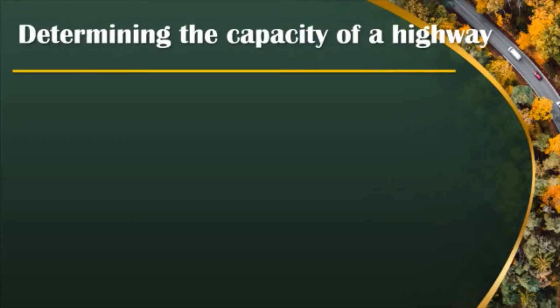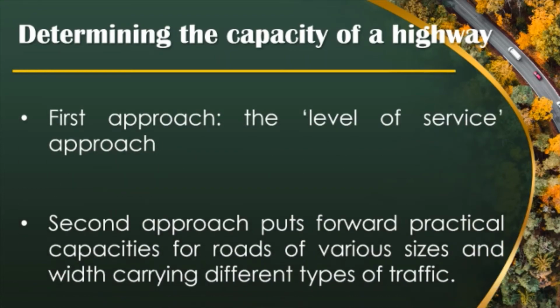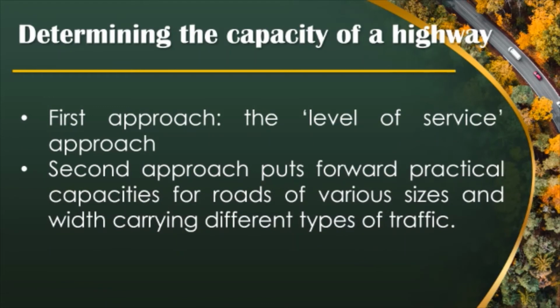Paano naman natin madadetermine yung capacity ng highway? So meron tayong dalawang approach. Una ay yung level of service approach. And the second approach that is used in Britain puts forward practical capacities for roads of various sizes and with carrying different types of traffic. So dito sa method na to, economic assessments are used to indicate the lower border of a flow range, the level at which a given road is likely to be preferable to a narrow one.